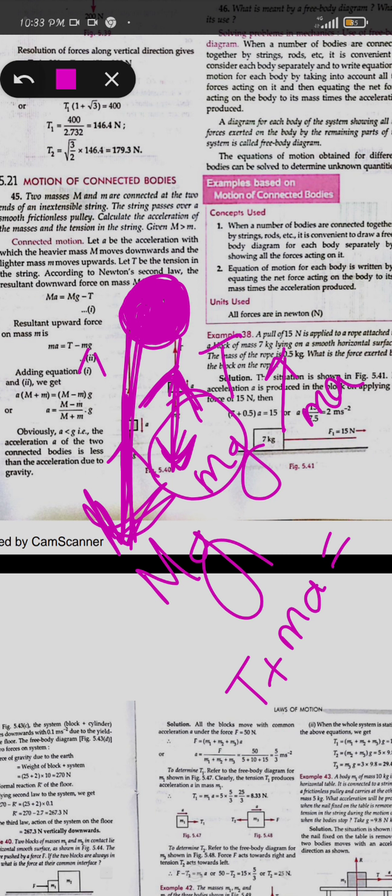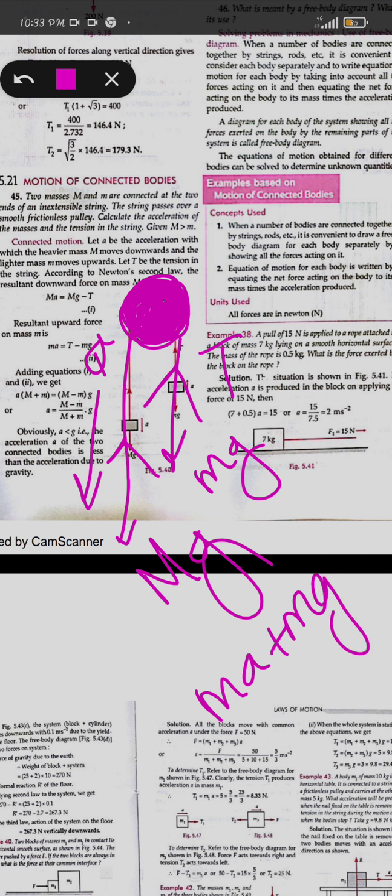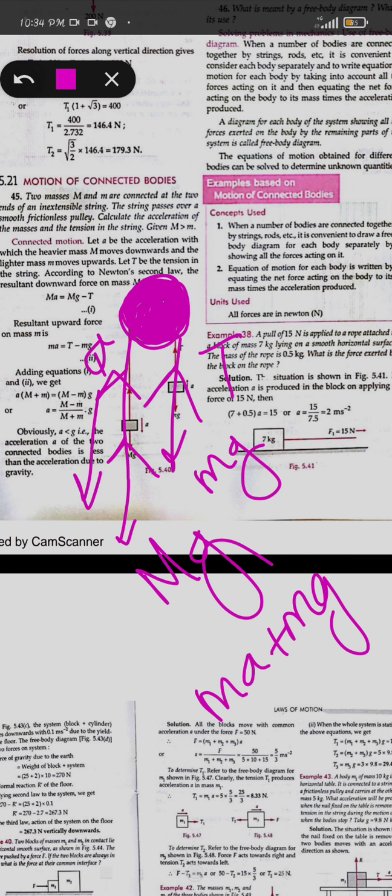Now for the downward direction, acceleration will be downward because the body is moving in the downward direction. Acceleration and mg are both in the downward direction. We can write it as ma plus mg, which is equal to the tension force acting in the upward direction. So from here we can write ma is equal to T minus mg, and in the last equation we got mg minus T. So on equating both equations, we can find out the tension of the string and the acceleration also.